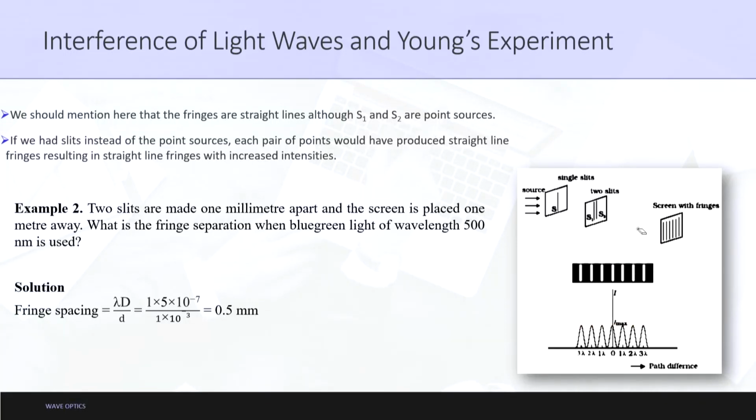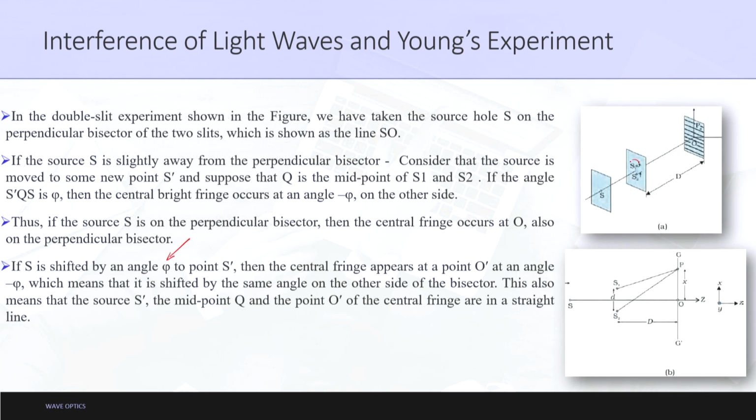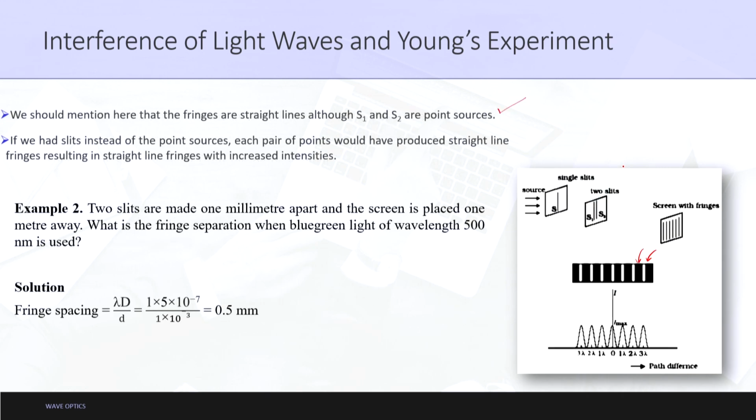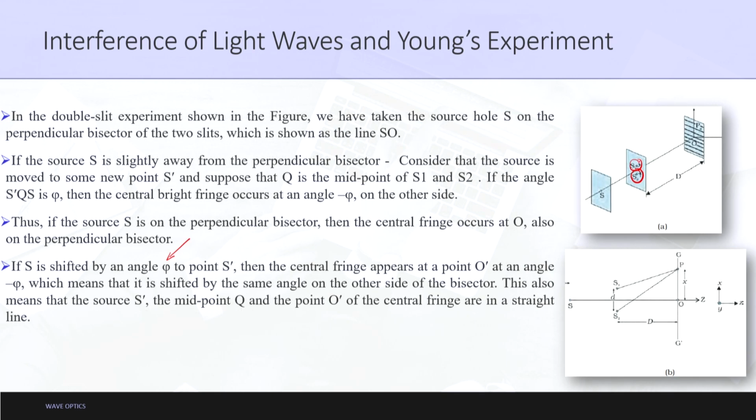Now let us move on to the discussion written on the left hand side. We should mention here that the fringes are straight lines, quite evident, as you can see, even this is a straight line and even this is a straight line. Although S1 and S2 are point sources, please make sure, as in the last diagram, this discussion of two points is about the last line only. Both are single pinholes, and because it is a single pinhole, it can be understood as a point source.